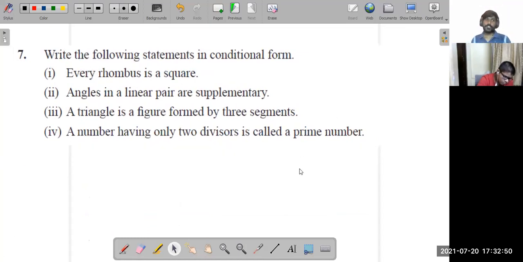One by one, we'll discuss the seventh one now. We have to write it in conditional form. Conditional form means we have to write it in the form of if, then. So the first one is: every rhombus is a square. Write it in if, then form. Try to use quadrilateral.